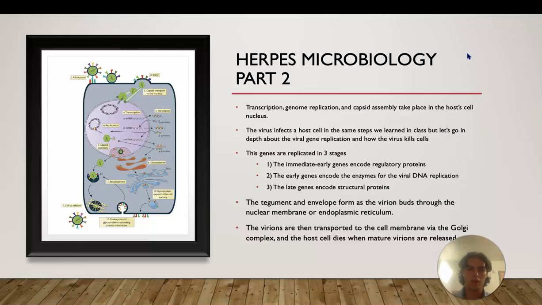The tegument and envelope form a virion that buds through the nuclear membrane or endoplasmic reticulum, and the virions are then transported to the cell membrane via the Golgi complex. The host cell dies as mature virions are released, killing the cell.